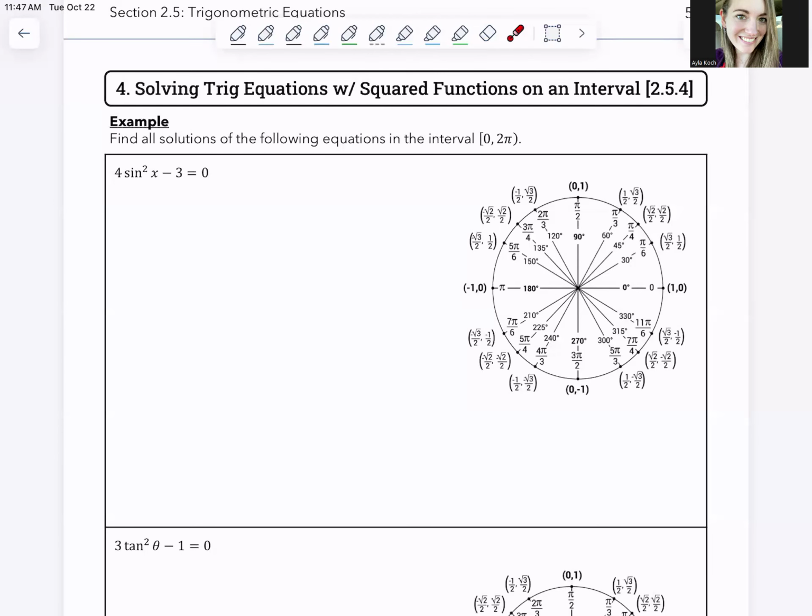Solving trig equations with squared functions on an interval. All right, so we are still looking at problems on an interval, so just in that first rotation from 0 to 2 pi of trig equations. And these equations look a little bit different than the ones we did in a previous video.